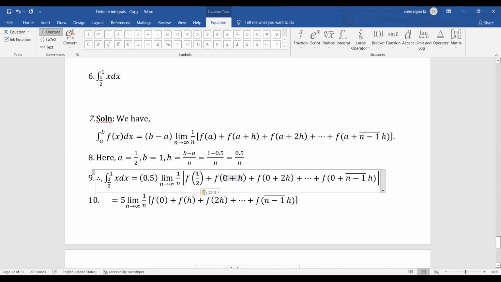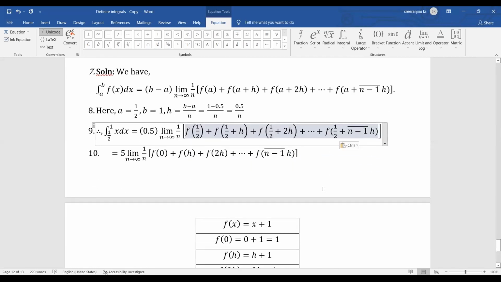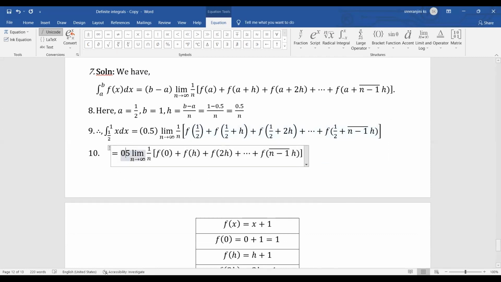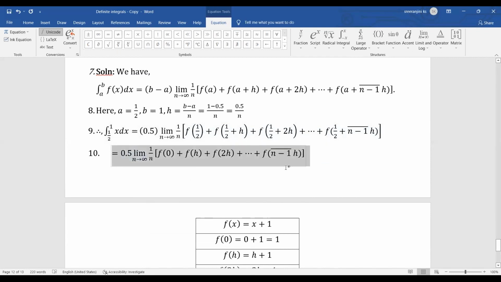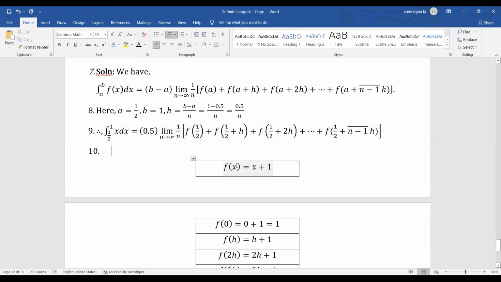Then 1/2 plus h, 1/2 plus 2h, etc., 1/2 plus n minus 1 into h. Then 0.5 into this one. There is no simplification for this because A is not equal to 0. It's 1/2. Now f of x is equal to x.